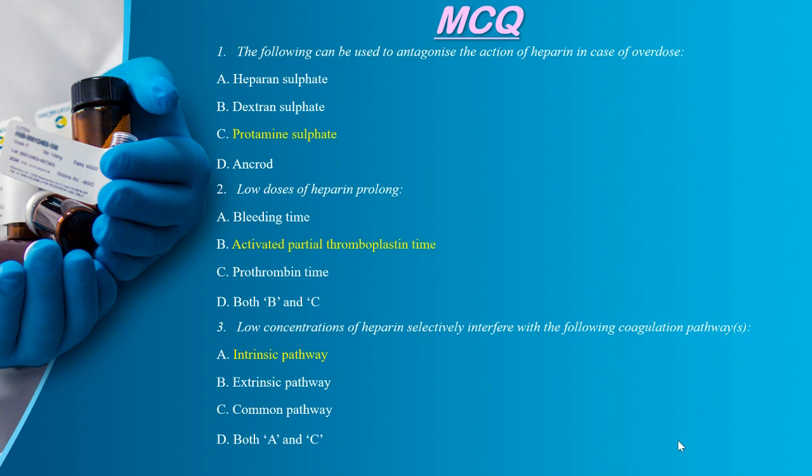Low dose of heparin prolongs: A, bleeding time; B, activated partial thromboplastin time; C, prothrombin time; D, both B and C. So the correct answer is activated partial thromboplastin time. Low concentration of heparin selectively interferes with the following coagulation pathway: option A is intrinsic pathway, option B, extrinsic pathway, option C, common pathway, option D, both A and C. So the correct answer to this question is intrinsic pathway.